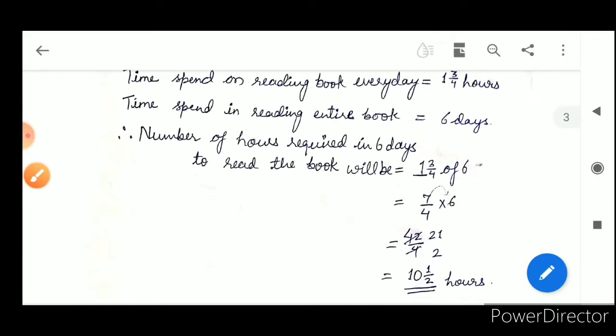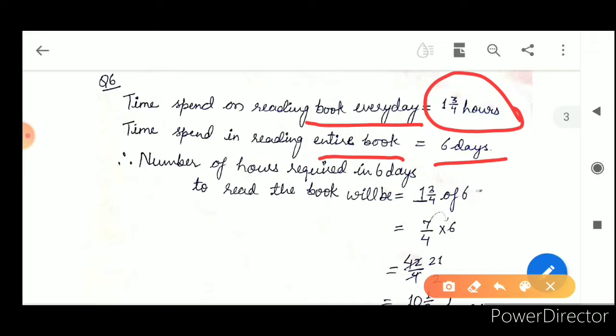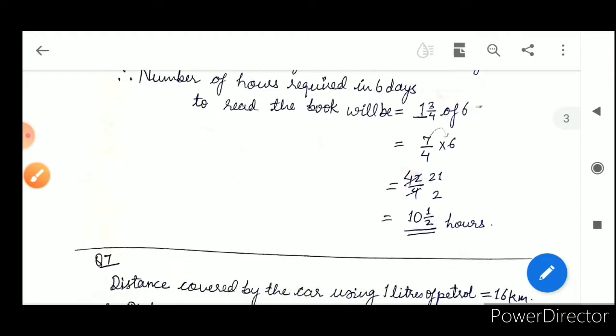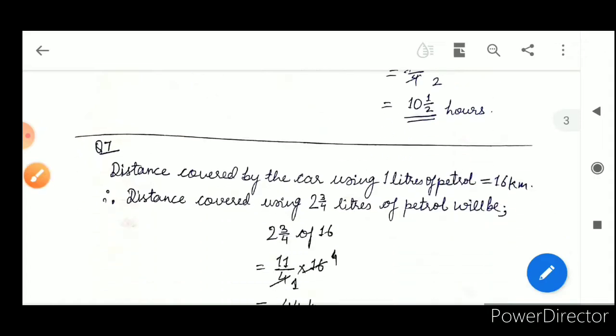Now question number 6 is about time spent reading a book every day. It is in terms of hours, and the entire book is read in 6 days. So now we want to find the number of hours required in 6 days. The time is 1 whole 3 by 4 of 6, find it out, and then replace "of" by multiplication, and then we will find the hours.